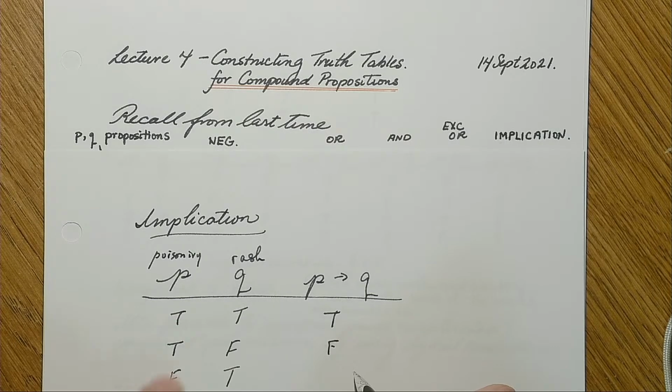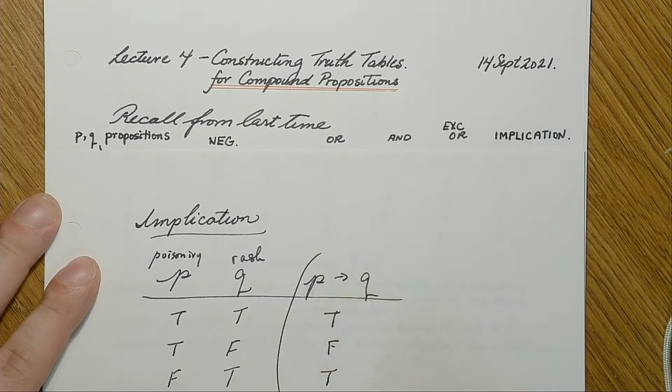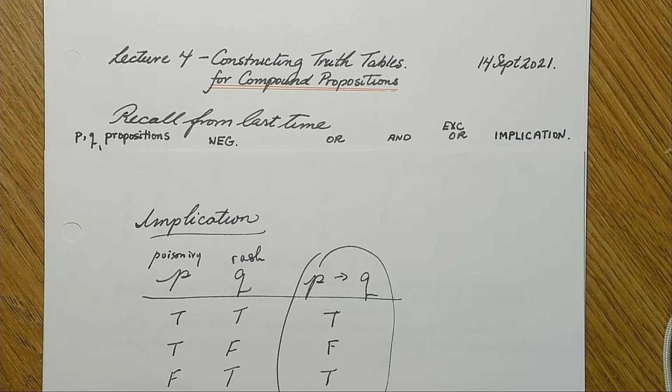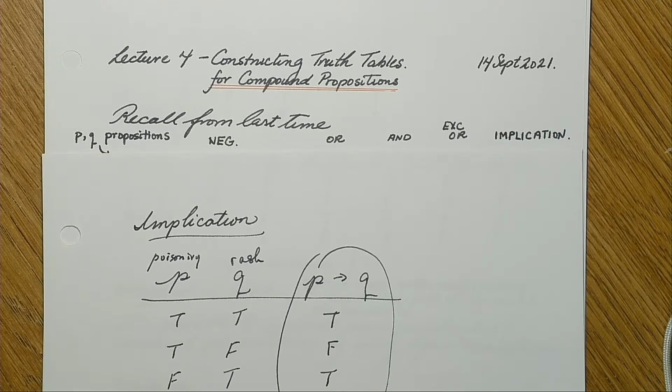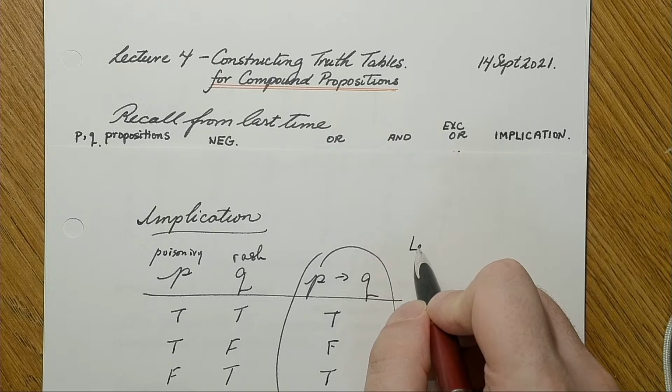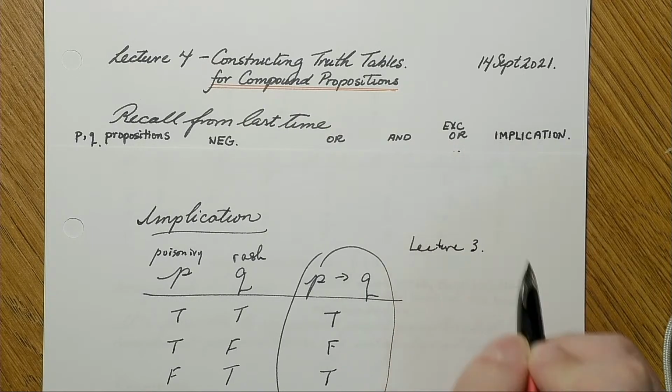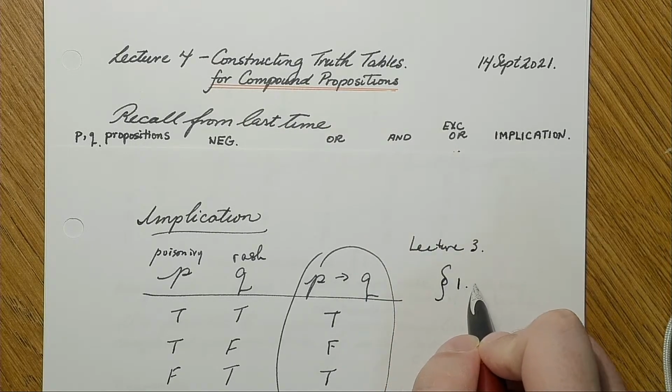For poison ivy, okay, you didn't step in it, but you did get a rash. This is possible. You can get a rash from lots of things. And lastly, you didn't step in poison ivy and you didn't get a rash. This is possible. So this here is the implication truth table. And this was what we covered also in lecture 3, and it's in section 1.3 of the textbook.